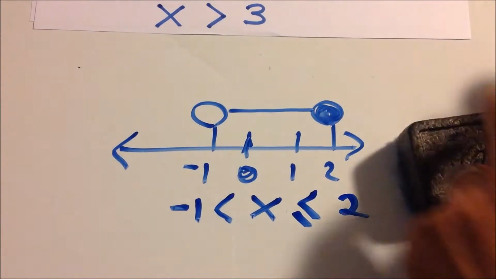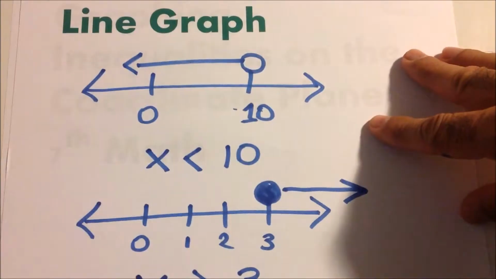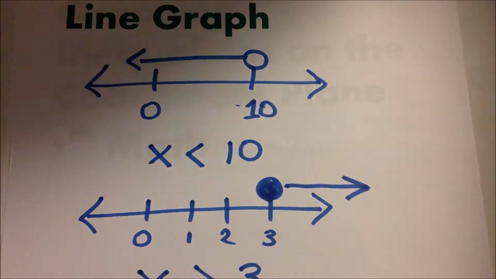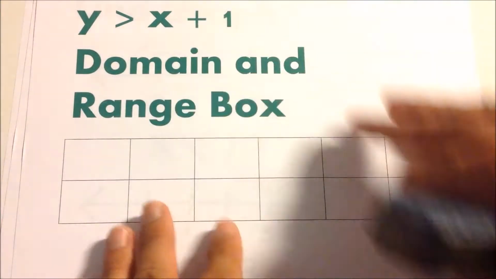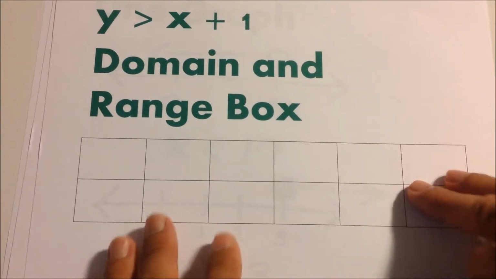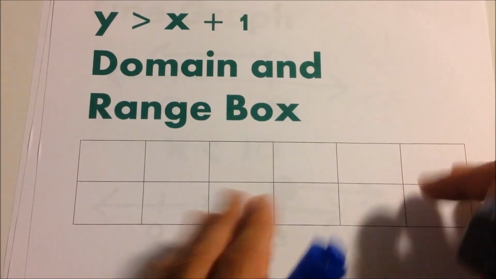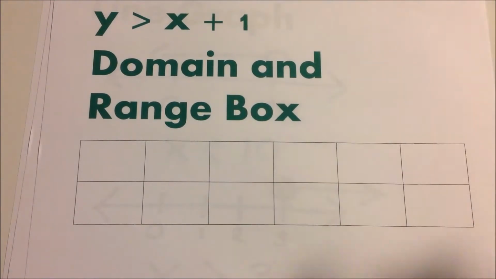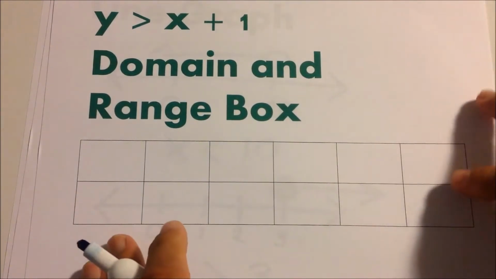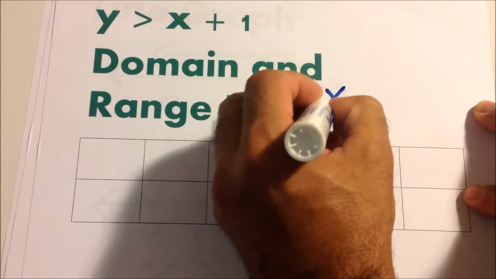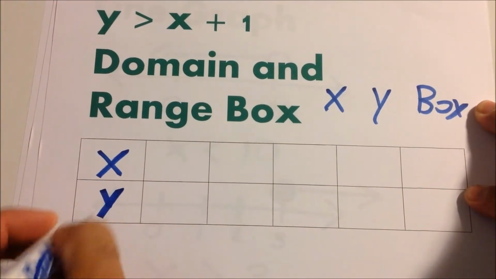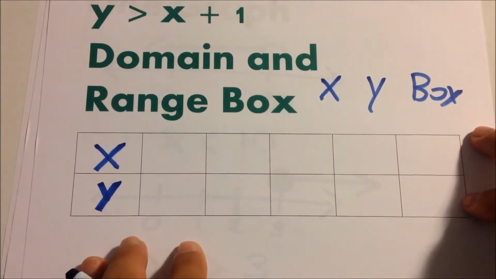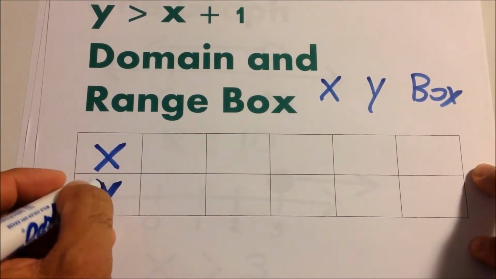But now let's do inequality equations, and we'll put them on a Cartesian grid, or a coordinate plane. So here we have y is greater than x plus 1, and we've done this when we said stuff like y equals. So we're going to make a domain and range box, or an x and y box, right? And we know that the x is on top, y is on the bottom. We know the x is the independent variable and the y is the dependent variable.